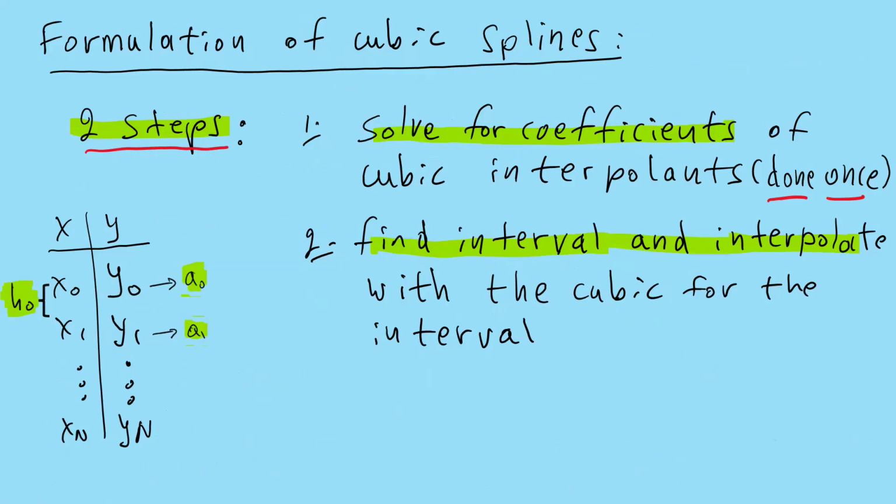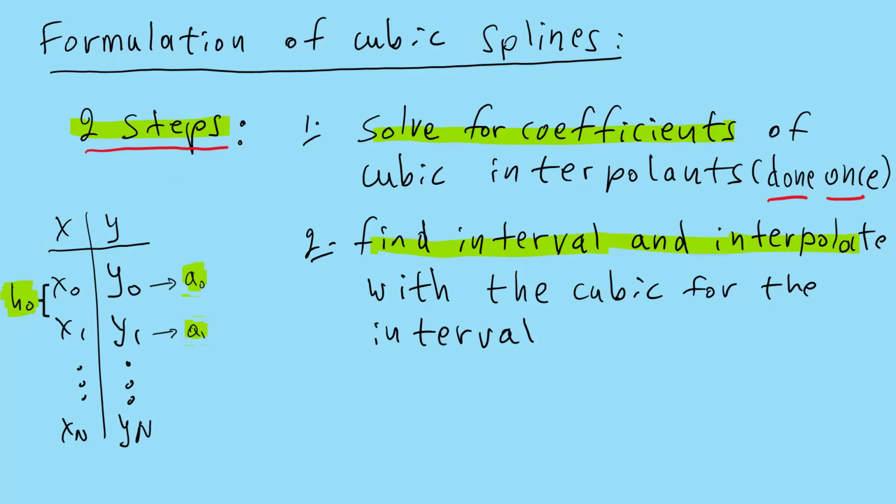Now we need to find all the coefficients of the cubic spline for each interval, and we only do this one time. That means we are solving for the A, B, C, and D coefficients, and then we find the equation.